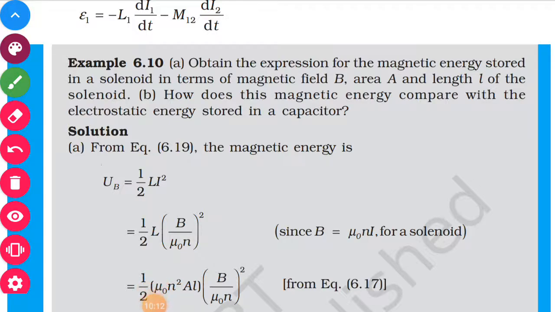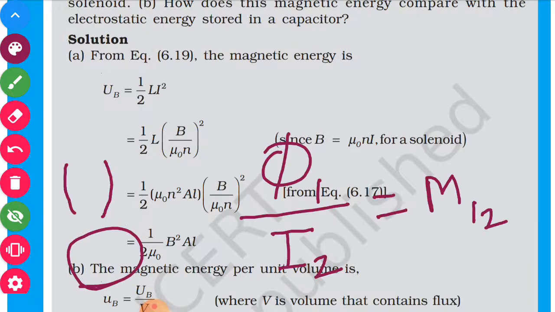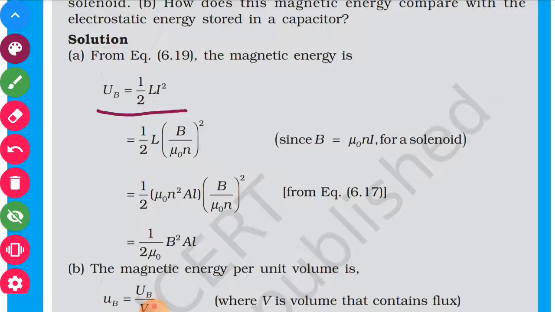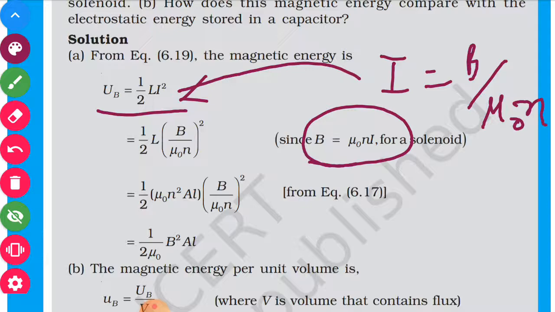Now, very important one: obtain the expression for the magnetic energy stored in the solenoid in terms of magnetic field B, area A and length L of the solenoid. How does this magnetic energy compare with the electrostatic energy of the capacitor? As you know, the energy stored in the solenoid is given by 1 half L I square. And B is equal to mu 0 N I, so making I the subject, you get B upon mu 0 N. If you substitute this value of I, it becomes B upon mu 0 N whole square, and if you simplify this, it will become 1 by 2.